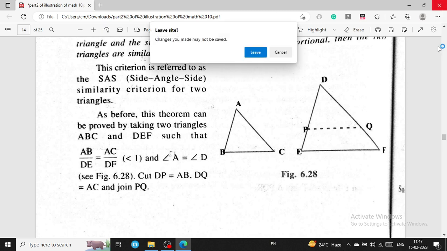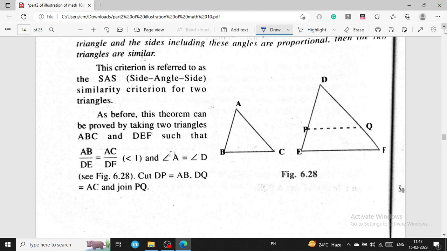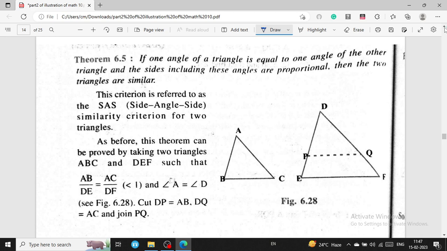In this theorem we use side angle side. We have to prove it. If one angle of a triangle is equal to one angle of the other, for example angle B is equal to angle E, and the sides including these angles are proportional, AB equal to DE, AC is equal to DF, and BC is equal to EF, then the two triangles are similar. We have to prove it.